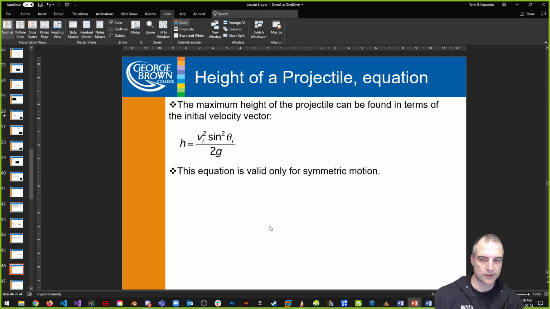So, going back to the height of a projectile equation, we can use this, where height is equal to the initial velocity squared, sine squared theta initial, all over 2g. Okay, so that we can find out the height. And this equation is valid only for symmetrical motion. If we try and apply this equation for non-symmetrical motion, it's not going to work, right? That's why the 2g is there.